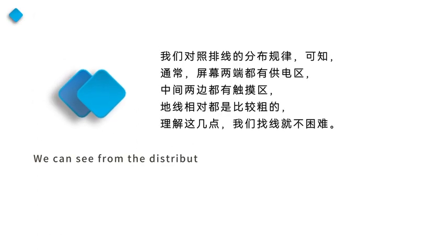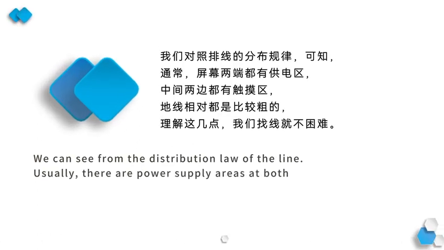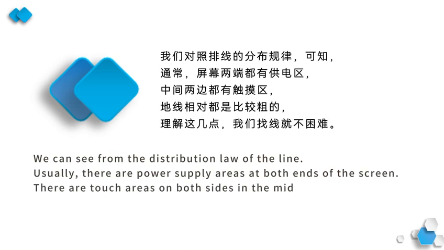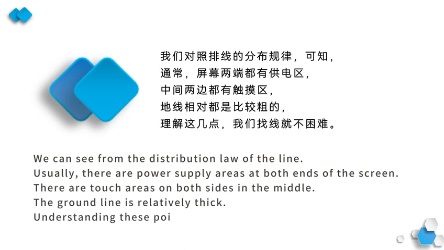From the distribution law of the line, usually, there are power supply areas at both ends of the screen. There are touch areas on both sides in the middle. The ground line is relatively thick. Understanding these points, it is not difficult for us to find the line.